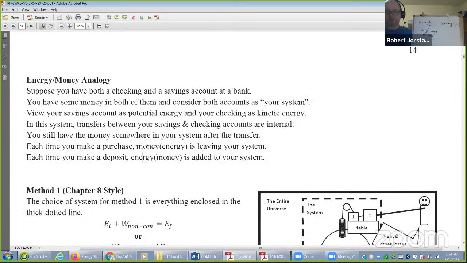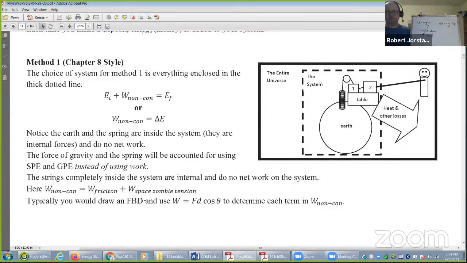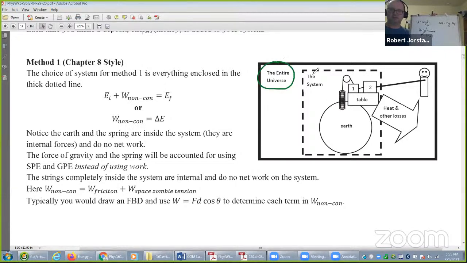Now, we could think of this as, in chapter 8, this might be a model of this. Okay, so let's take a look. You got the entire universe. Okay, the entire universe is here. And what we're going to do is look at some subset of that universe. And that we're going to call the system. And what happens is there could be some spring energy. There could be some gravitational energy stored between the Earth and these blocks.